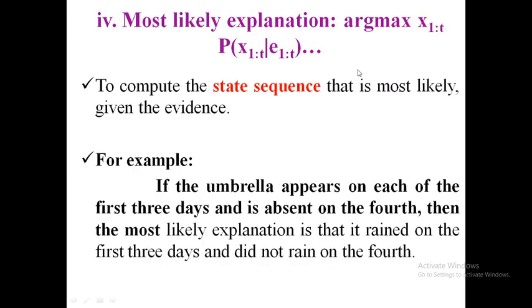And finally, the last one, most likely explanation. See, 1 to t, both are from the beginning to t, because this is nothing but the sequence. It will not happen continuously, even though I am using the sequence, there will be breaks between them. For example, rain happened on the first 3 days but was absent on the 4th. Then the most likely explanation is rain on the first 3 days and no rain on the 4th.